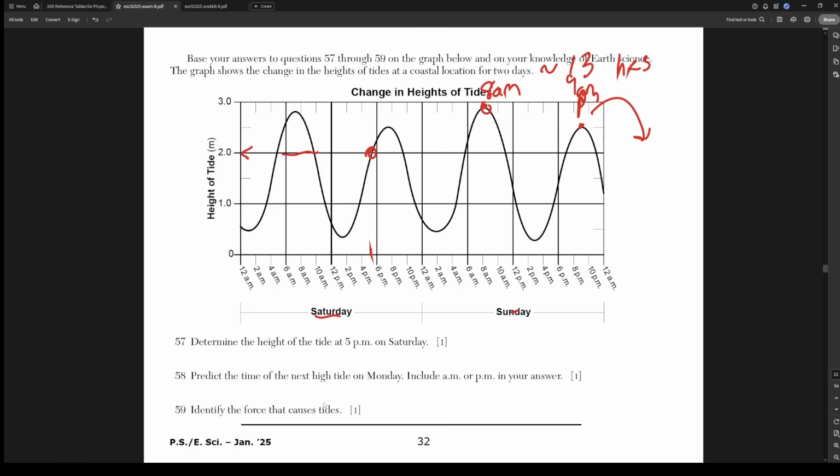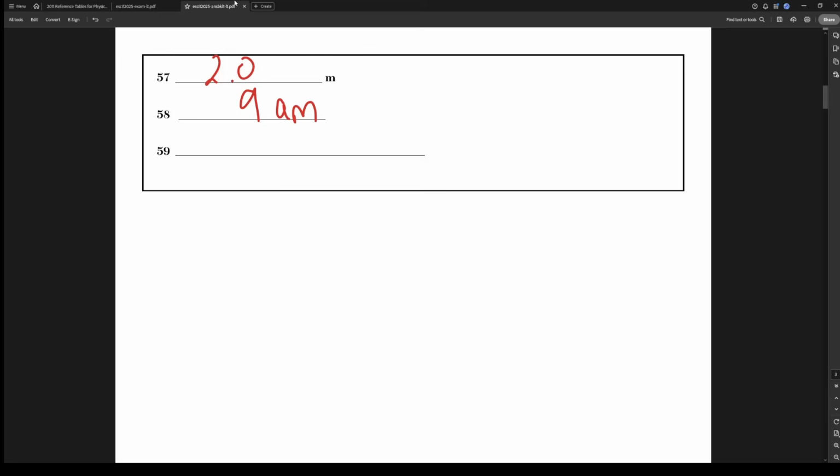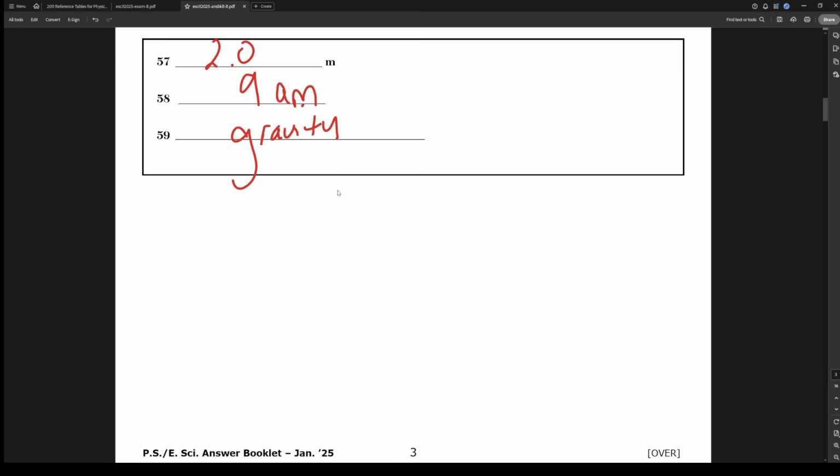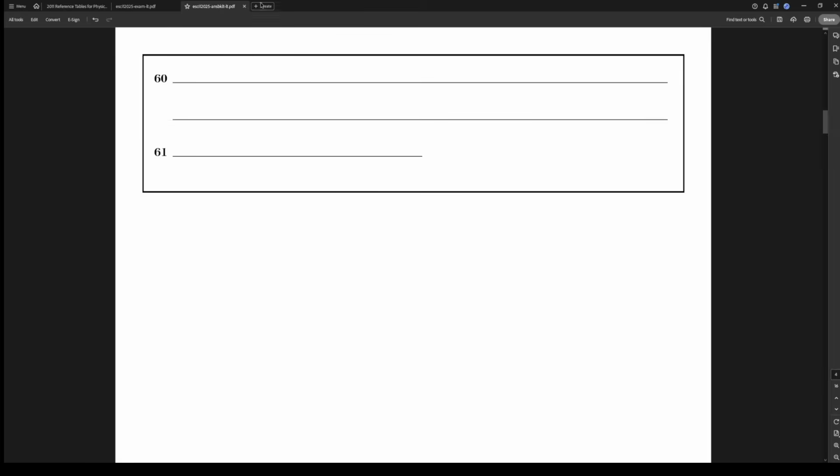Forces that cause the tides, that's just a memorize. It's gravitational force of the moon, but the force is just gravity. We are cruising through these. 59, 60, here we go.